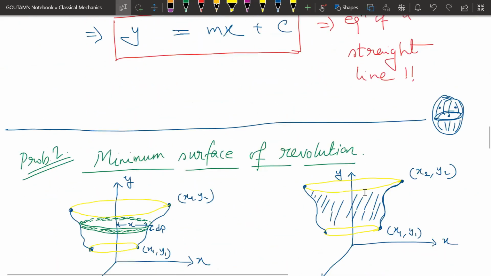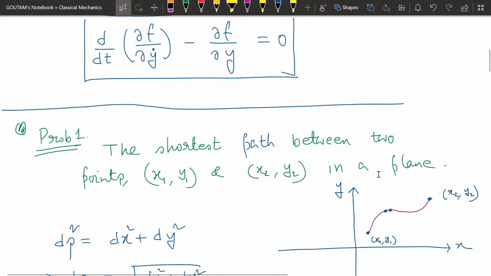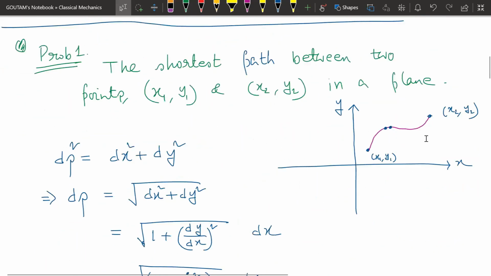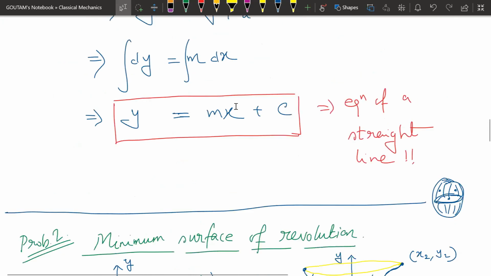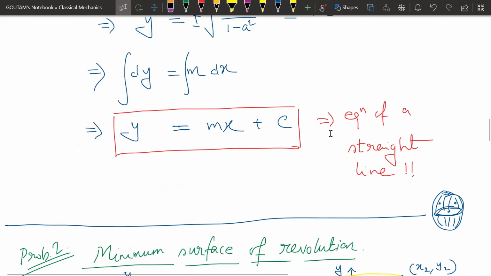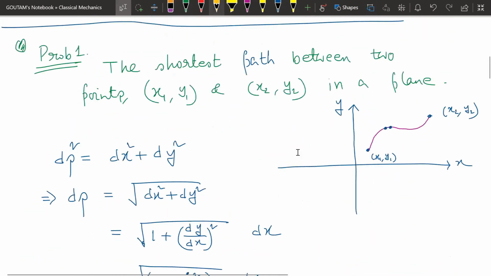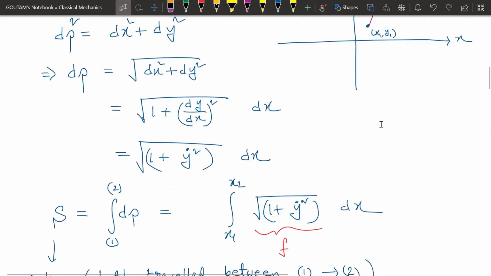Okay. But the maximum distance can be anything. I mean, it can be infinite, because you can take any round path between these 2 points. So this equation must be giving the minimum distance between those 2 points. That's the kind of idea behind the solution.